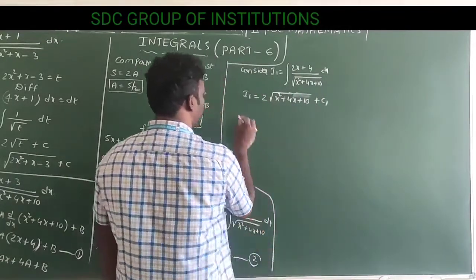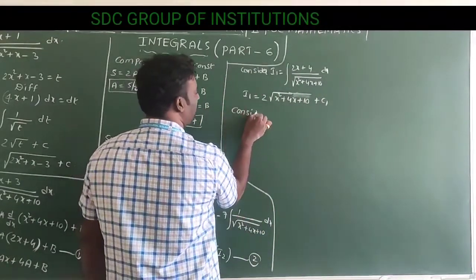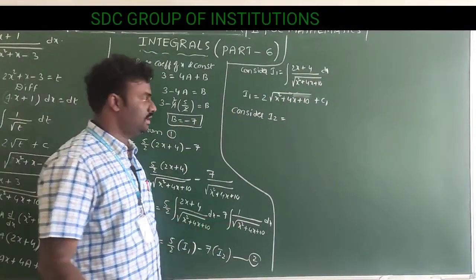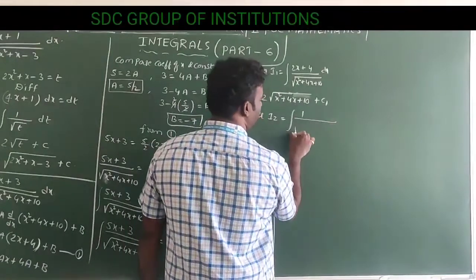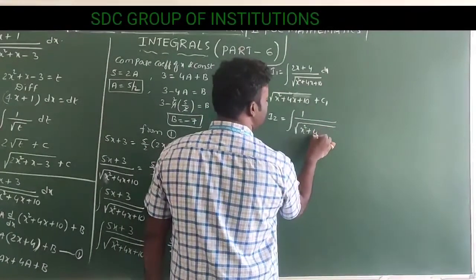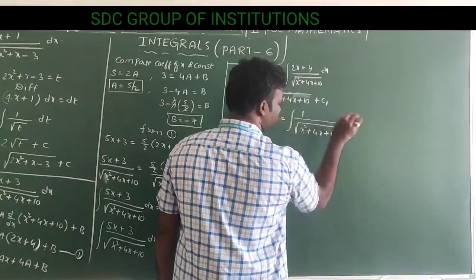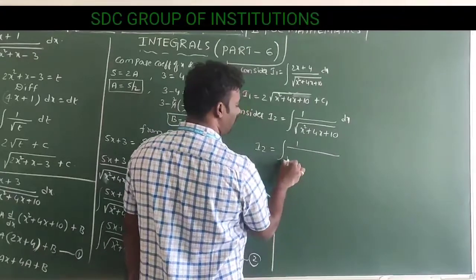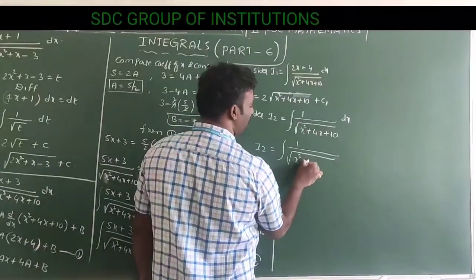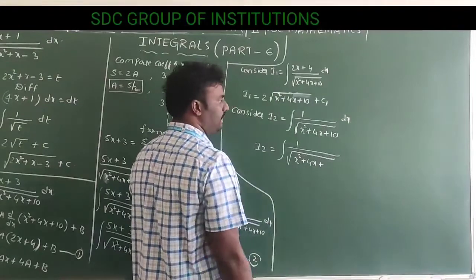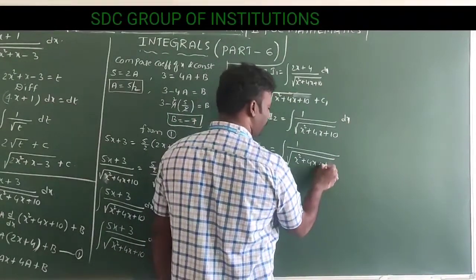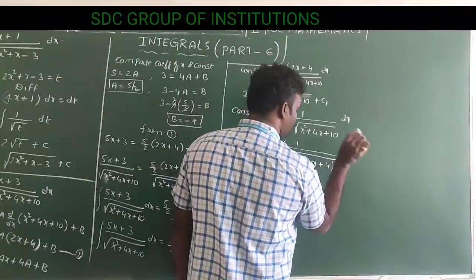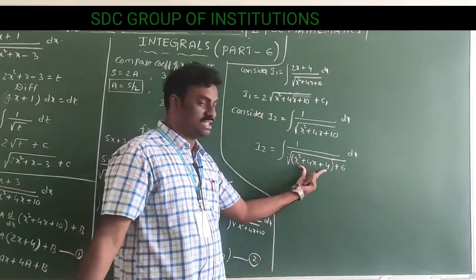Then I1 is over. Next, I am finding I2. I2 is 1 by under root of x square plus 4x plus 10 dx. Now we can write 1 by under root of x square plus 4x. Here this 10 can be written as 4 plus 6. Now this can be written as a plus b whole square.